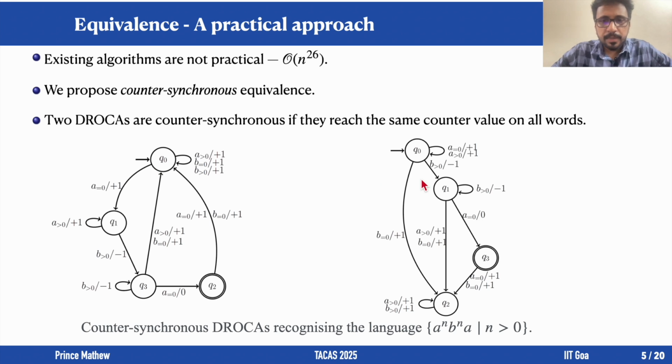For instance, you can see here you have a transition from Q0 to Q1 on an A equal to 0 that increments the counter by 1, whereas in the second machine, this A equal to 0 transition is a self loop on Q0. So these are counter synchronous and equivalent. One can also construct DROCAs that are counter synchronous but not equivalent. For instance, consider the first DROCA. You interchange the final state and non-final state. You make Q0, Q1, Q3 final and Q2 non-final. This automaton would be counter synchronous with this one but not equivalent.